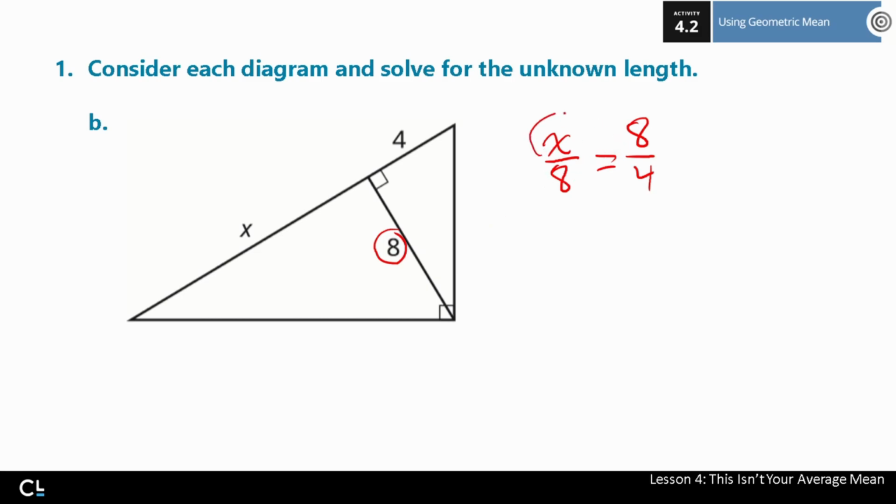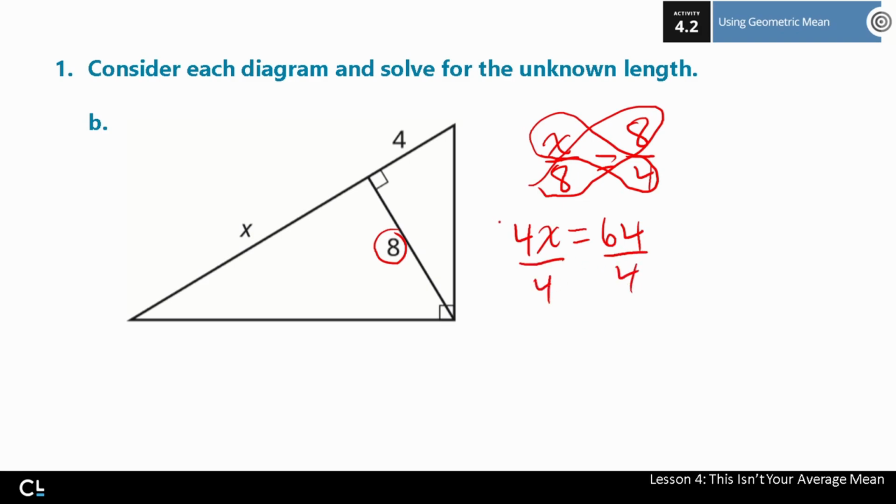And now we solve. We get x times 4, which gives me 4x, equals 8 times 8, which gives me 64. Now, for this one, instead of taking the square root, because we don't have a square there, all we have to do is get rid of that 4 next to my x. So in order to do that, we just divide both sides by 4. And when I divide both sides by 4, it gives me 16. And there's my answer for x.